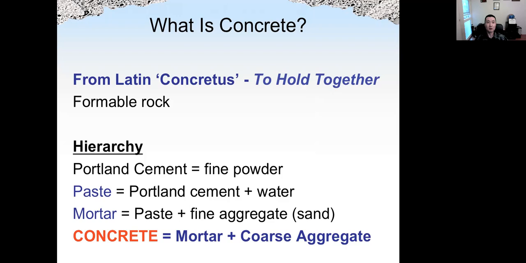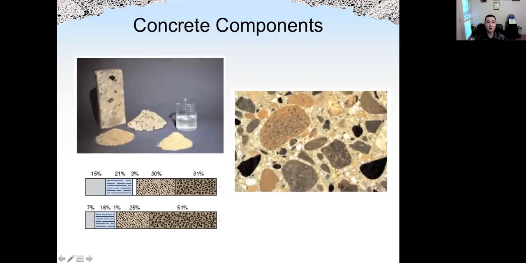And concrete is a combination of mortar, which includes cement, water, and sand, and coarse aggregate, which is larger stone inside the concrete. So the major components in concrete are cement, water, sand, and coarse aggregate. We also have a small percentage of air, typically about 1 to 3% by volume. Air is introduced to concrete for some reasons, for example, to enhance the durability of concrete. We're going to talk about that in future lectures.